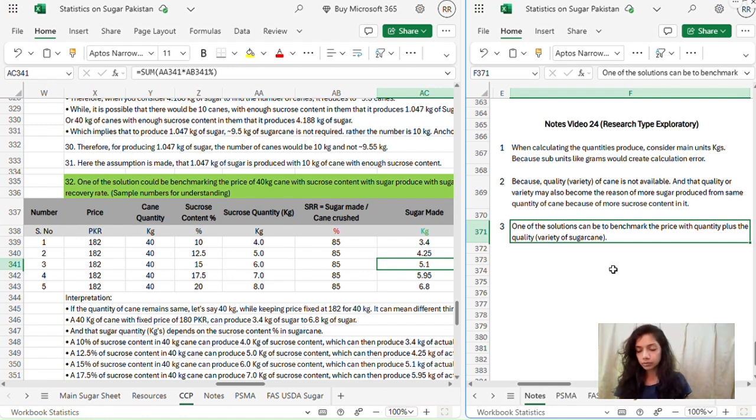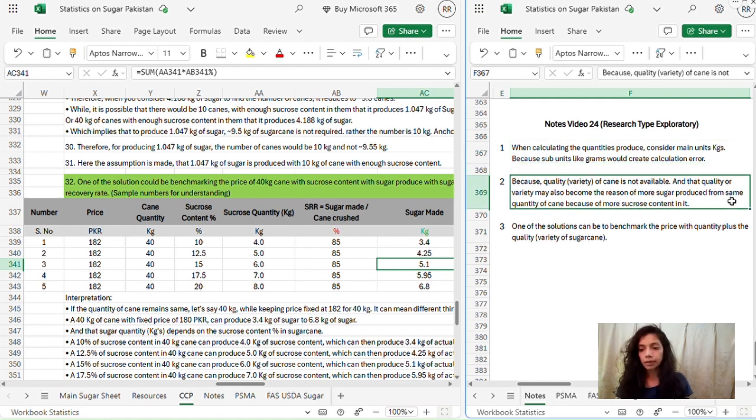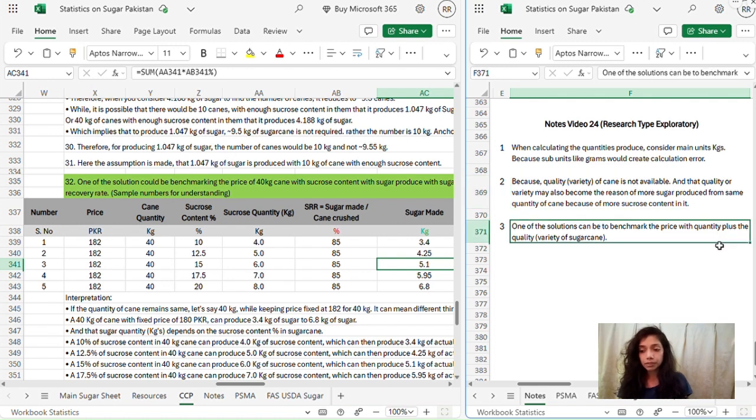When calculating the quantities produced, consider main units like kgs, because subunits like grams would create calculation error, as we have discussed. Because the quality and variety of cane is not available, and that quality or variety may also become the reason for more sugar produced from the same quantity of cane because of more sucrose content in it, as we have discussed. One of the solutions can be to benchmark the price with quantity plus the quality and variety of sugarcane, which we've also discussed just now.